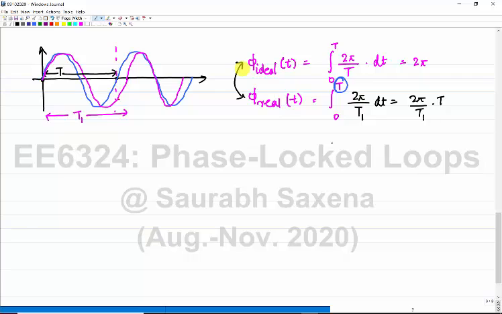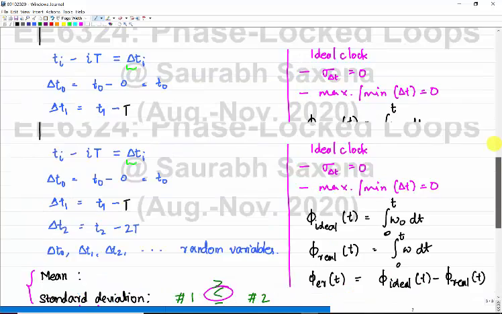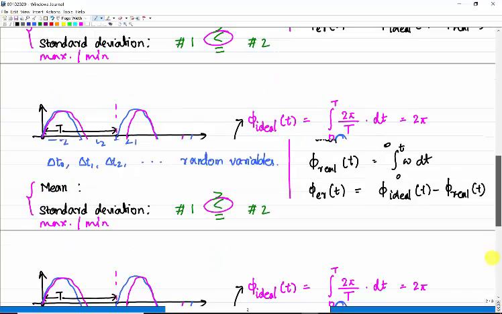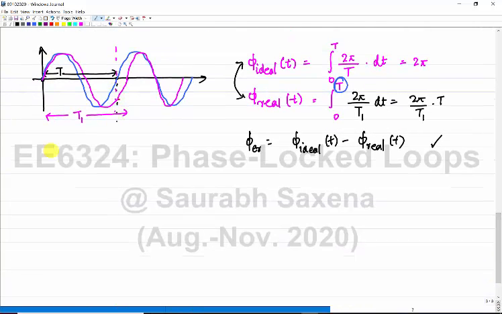This particular difference can be evaluated as the phase error, which is phi ideal of t minus phi real of t. Now if you look at the phase error or the timing error which I have shown you here, I can say that for the second rising edge, the timing error delta t is t1 minus t. The first rising edge comes here at t1, so the timing error is t1 minus t.